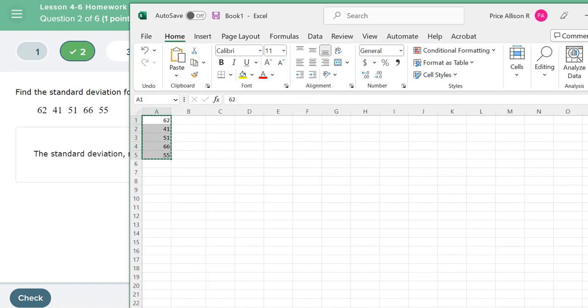All right, so I've got my list of numbers already entered in Excel. I'm just going to enter them straight down. And then I'm going to compute the standard deviation.